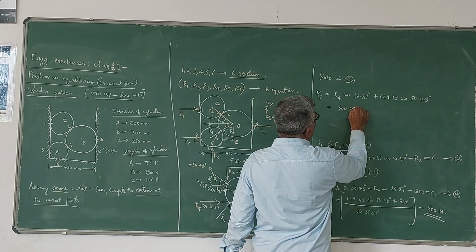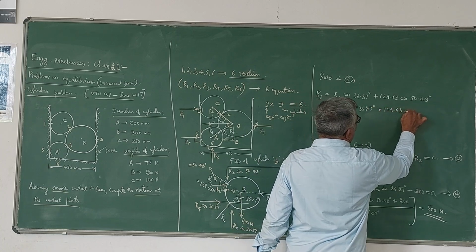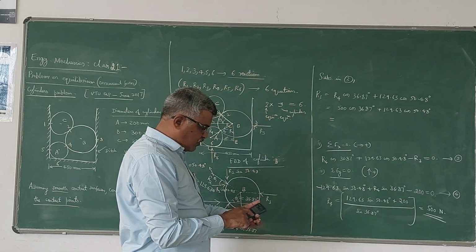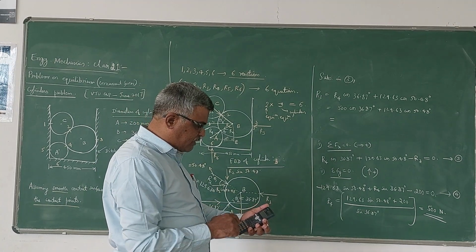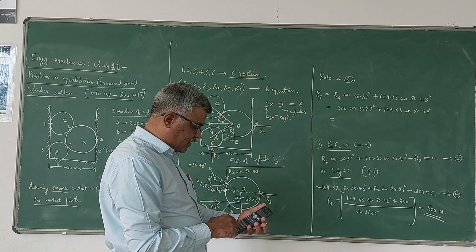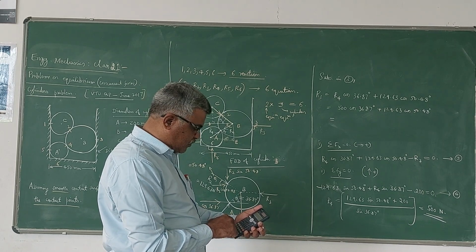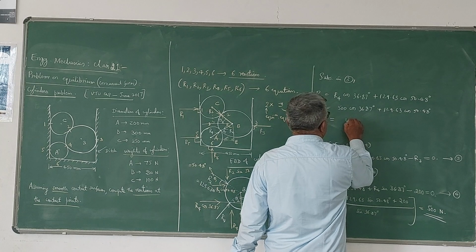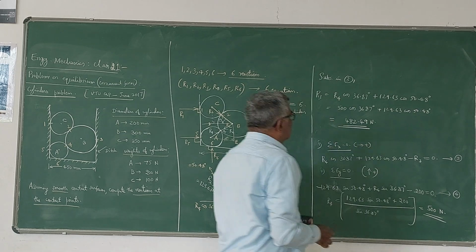So 500 cos(36.87 plus 129.63) into cos 50.48. If you simplify this, the answer is 482.49 Newtons. So that is the reaction R3, 482.49.